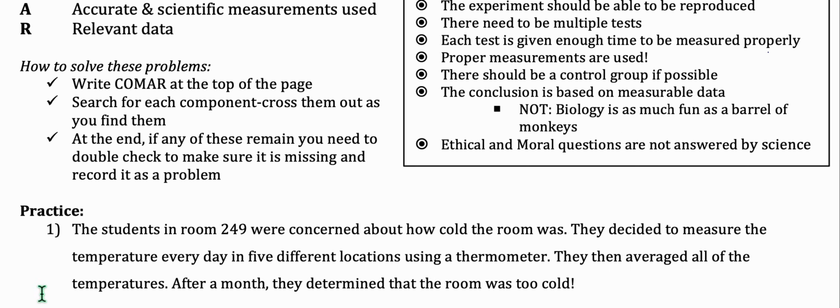The students in room 249 were concerned about how cold the room was. They decided to measure the temperature every day in 5 different locations using a thermometer. Then they averaged all of the temperatures. After a month, they determined that the room was too cold.